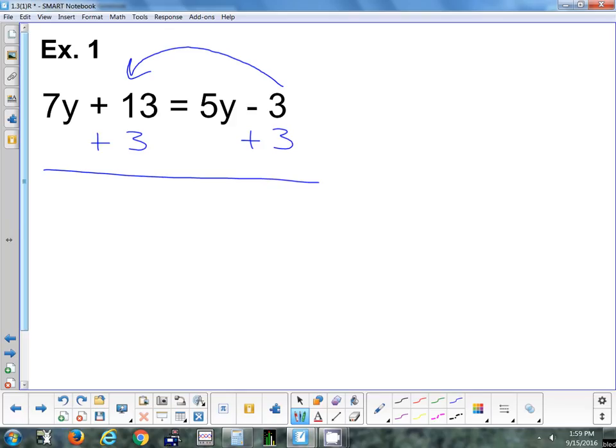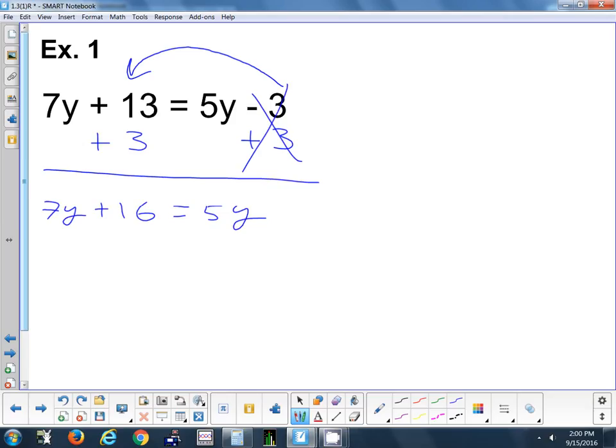Ariel, what happens when I do negative 3 plus 3? We get 0. That's gone. How about Marissa? What's on the right-hand side now? 5y. Yeah, all we have is a 5y. And on the left-hand side, I've got a little work I need to do. I've got 7y, and then I've got 13 plus 3. Shannon? 16. Positive or negative? Positive. Positive, good.